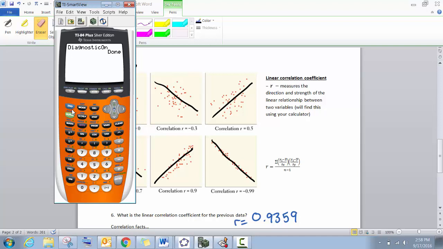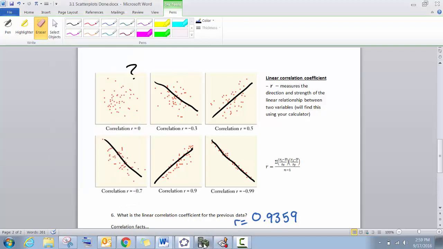So now we go to stat and calc, and you want linear regression, ax plus b. Now there's another one, a plus bx. It's just where they put the y-intercept first, then the slope. It doesn't matter. They both do the same thing. So now we have our r value, 0.9358, or 0.9359 is what I rounded to. R squared we'll talk about in 3.2, as well as a and b. Right now we're just looking at r, the linear correlation coefficient.